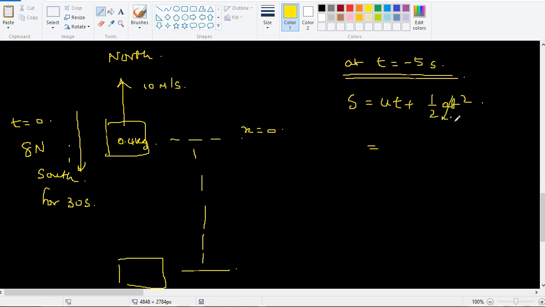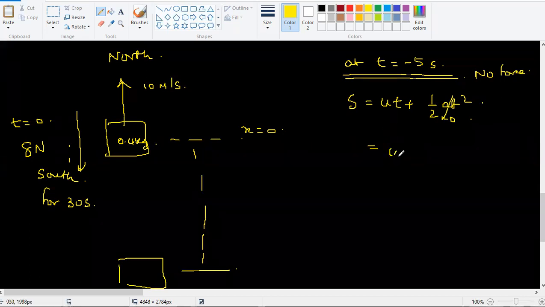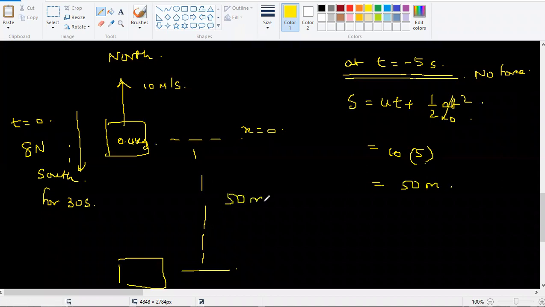So acceleration becomes 0. Why? Because there is no force. So no force means no acceleration. So this becomes 0. Initial velocity you are going at 10 meter per second. Time taken is 5 seconds before that, so that means it is 5. So that means it will be 50 meters. That means it should have been 50 meters behind. So x should have been minus 50 meters. Anybody got this? Nobody got that?